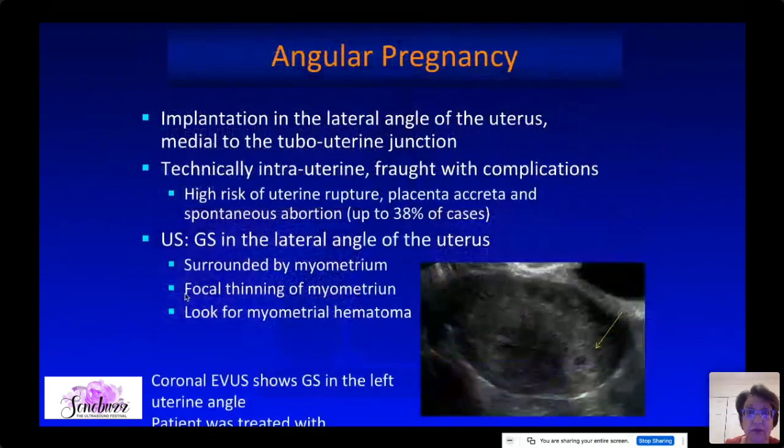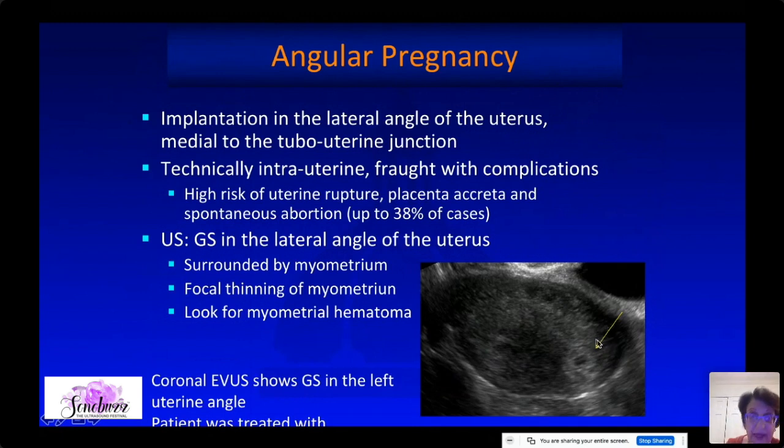Now, angular pregnancy is uncommon. This is implantation into the lateral angle of the uterus, medial to the tubouterine junction. It's technically intrauterine, but it's fraught with complications, with a high risk of uterine rupture, placenta accreta, and spontaneous abortion. What you're going to see is a gestational sac that is too lateral but still surrounded by myometrium. And you can look for associated complications such as myometrial hematoma.